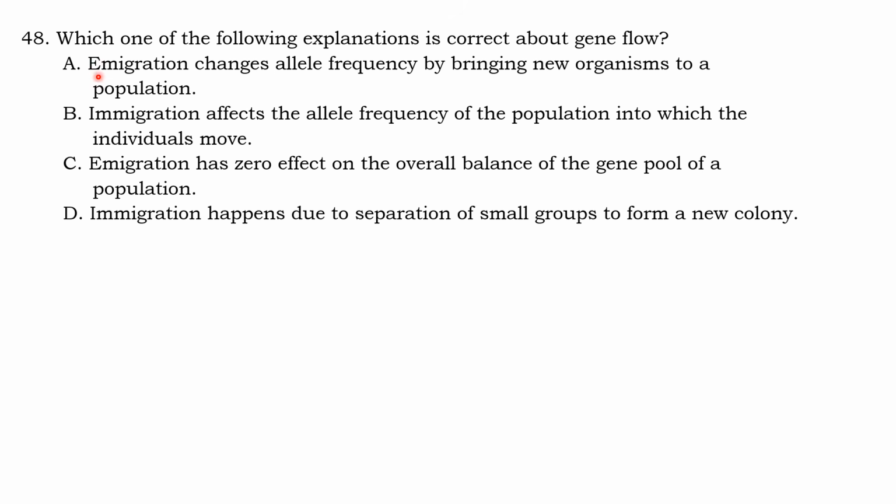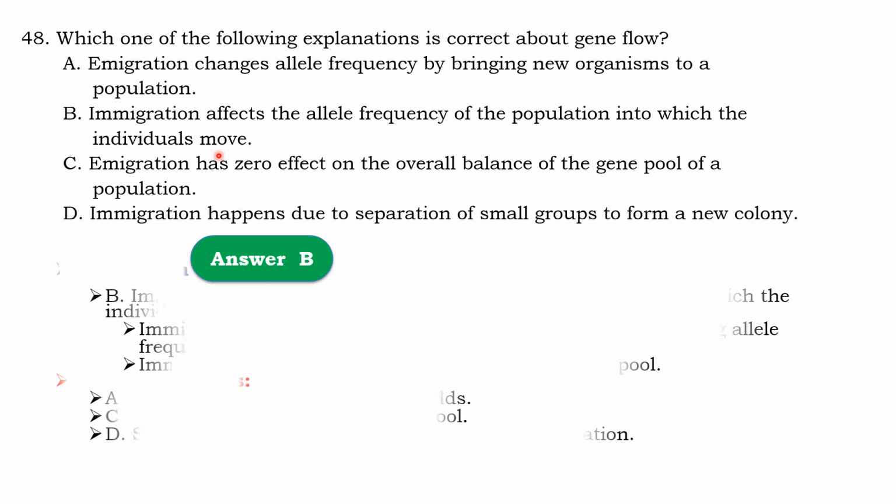A, immigration changes allele frequency by bringing new organisms to a population. B, immigration affects the allele frequency of the population into which the individuals move. C, immigration has zero effect on the overall balance of the gene pool of a population. D, immigration happens due to separation of a small group to form a new colony. So the answer should be B: immigration affects the allele frequency of the population into which the individuals move.